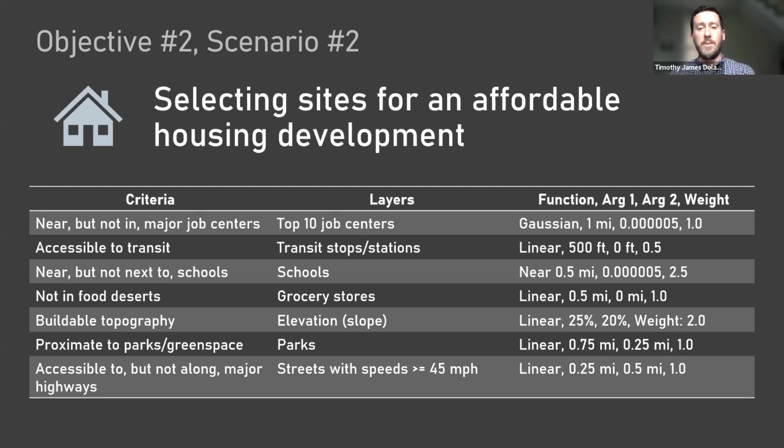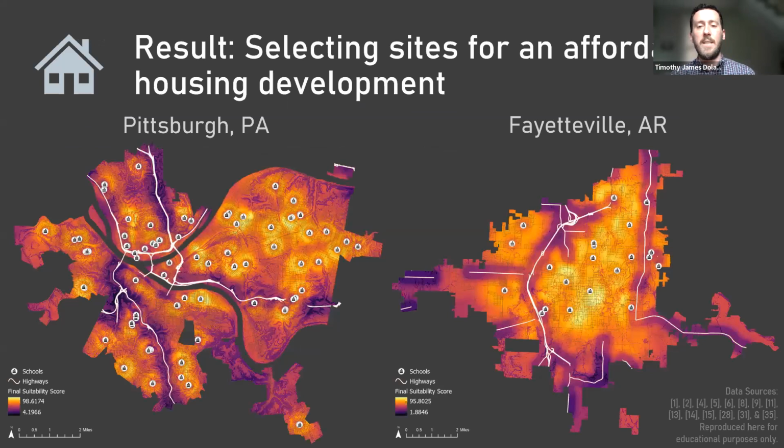And here are these results. Even some of the same layers in both analyses produce very different results depending on the parameters. Pittsburgh appears to show areas of high suitability across the city, with some of the highest scores in the East End neighborhoods where such development has already been underway. And in Fayetteville, the areas of high suitability are near the city center. As before, these suitability rasters can be used to inform which areas warrant further investigation for potential development.